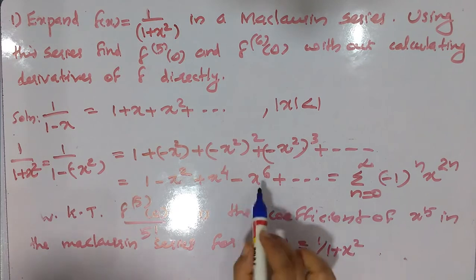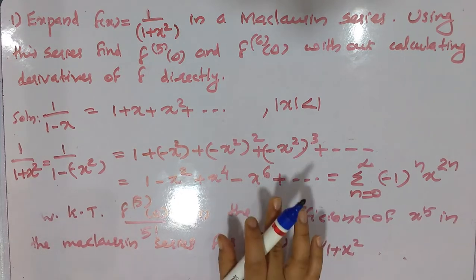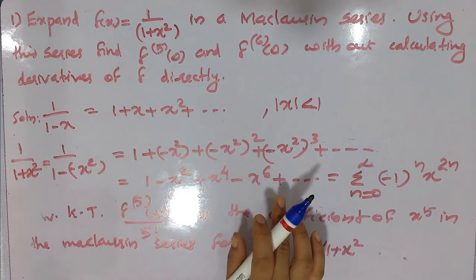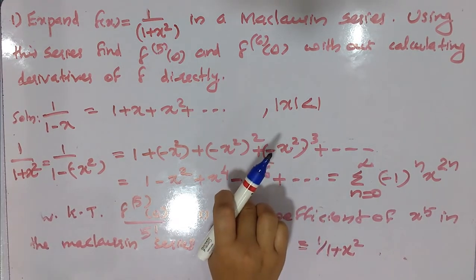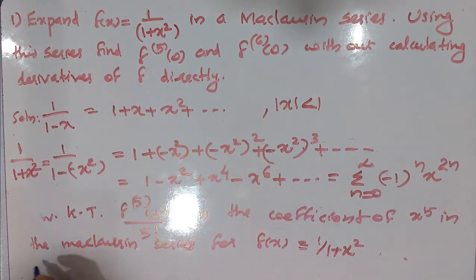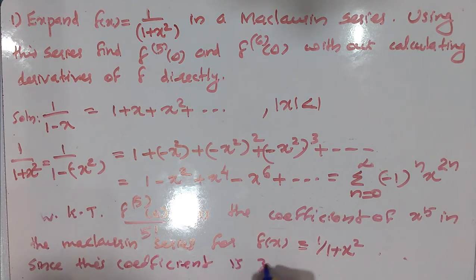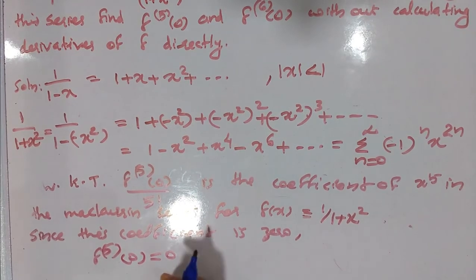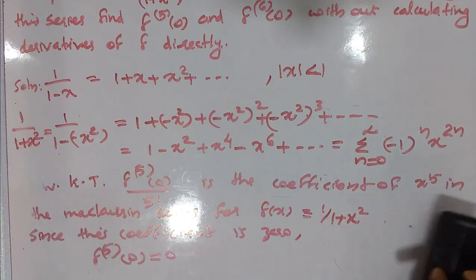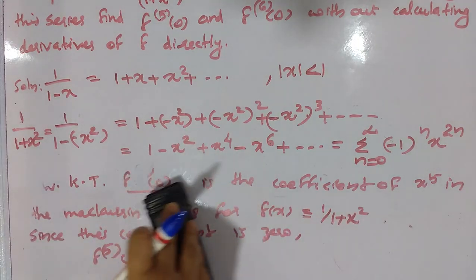Now the coefficient is 0. Since the coefficient is 0, we get f5 of 0 equal to 0. Next, f6 of 0.